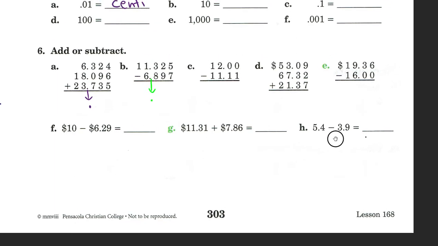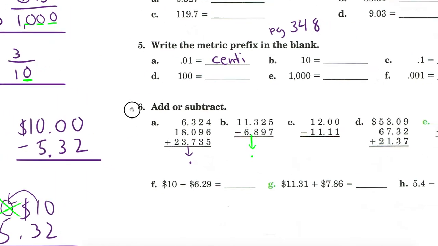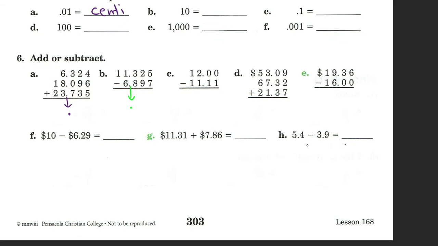Same with these. For this one, make sure you're lining up your numbers correctly, like $5.04 minus $3.09. Line up the decimal points with decimal points here.